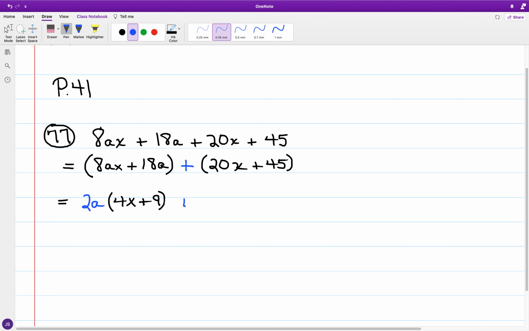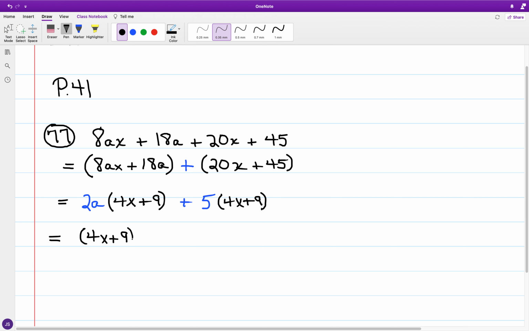And upon bringing down the addition, now we have the greatest common factor of 20x and 45, and this particular greatest common factor is going to be 5. And taking it into 20x plus 45, we're going to have the quantity 4x plus 9. And so for the factorization, with the groups, we have 4x plus 9 as a common factor.